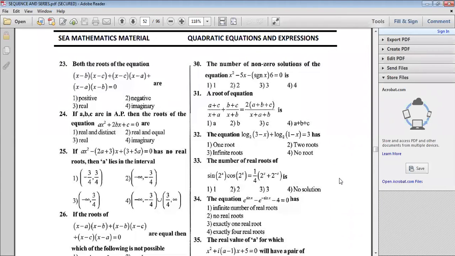Now look at the 32nd. Second problem. What is the solution of this equation? Log of 3 minus x to the base 2 plus log of 1 minus x to the base 2 is equal to 3. So how many solutions will it have? This we have to find.